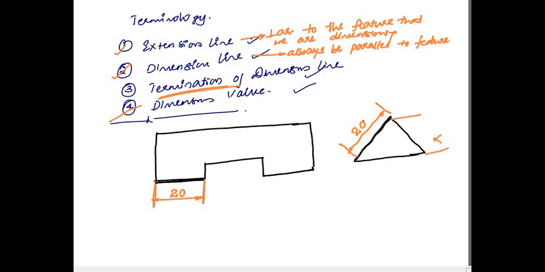First we will draw the extension lines, extension lines perpendicular to the feature, and then we will draw the dimension line parallel to the feature that we are dimensioning, and then we will terminate with the arrowheads at the end of the dimension line, and then we will write the dimension value above the dimension line.